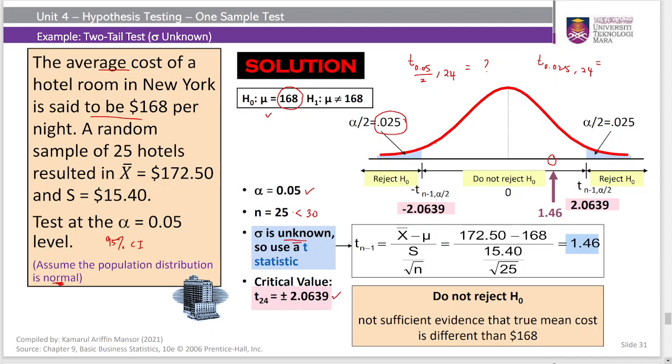Okay, so that is how you test the hypothesis for one sample with unknown population variance, or unknown population standard deviation, and small sample size, assuming that the population distribution comes from a normal distribution. Okay, any questions?